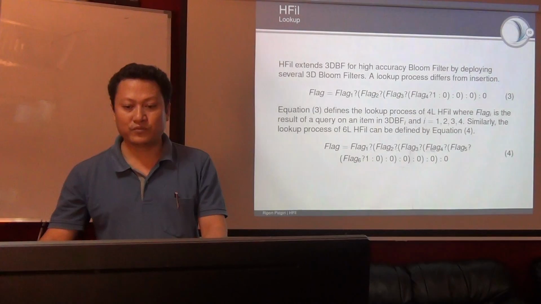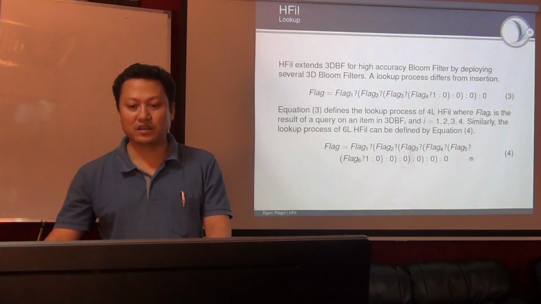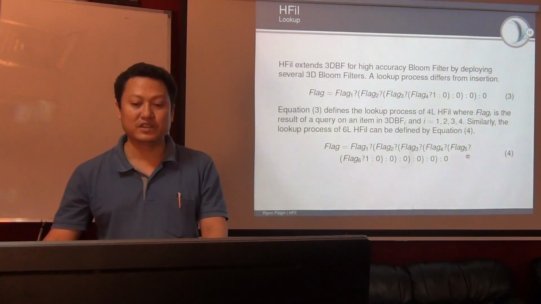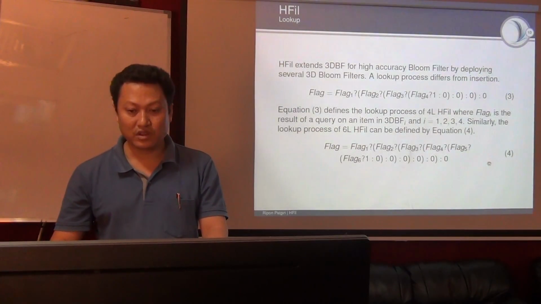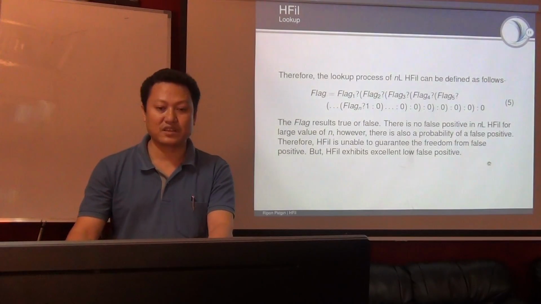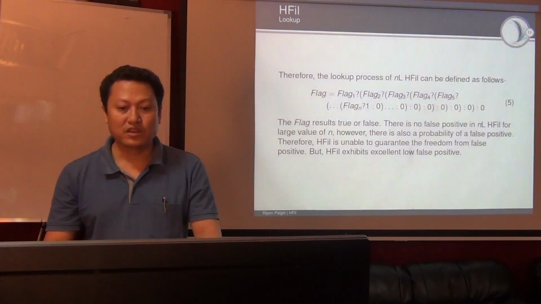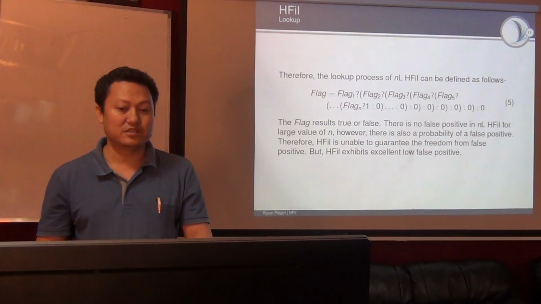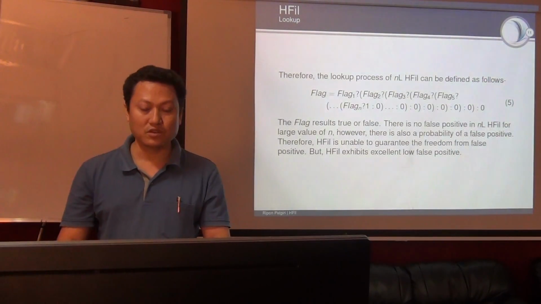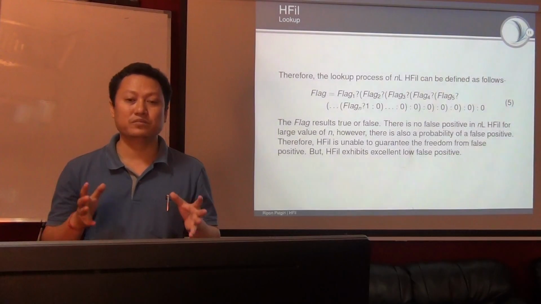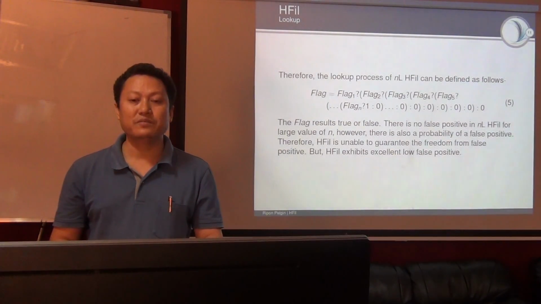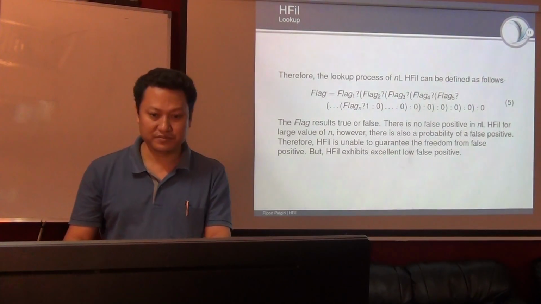Similarly, 5th level HFil and 6th level HFil are given by equation 4, and equation 5 is the nth level HFil. So all nth 3D Bloom filters have to respond true, then the flag becomes true, otherwise it becomes false.